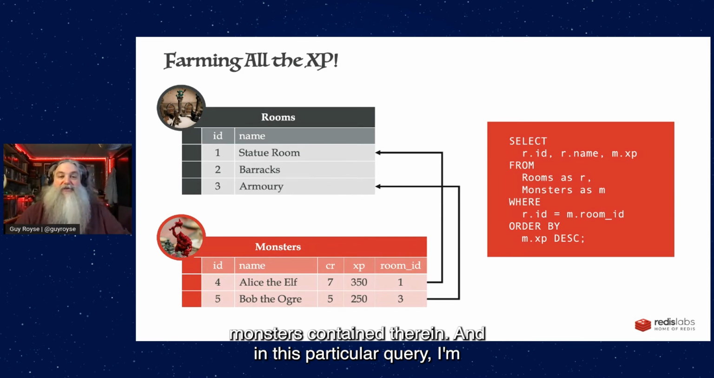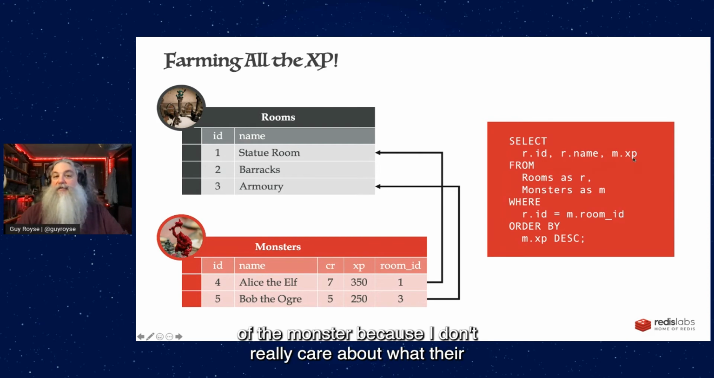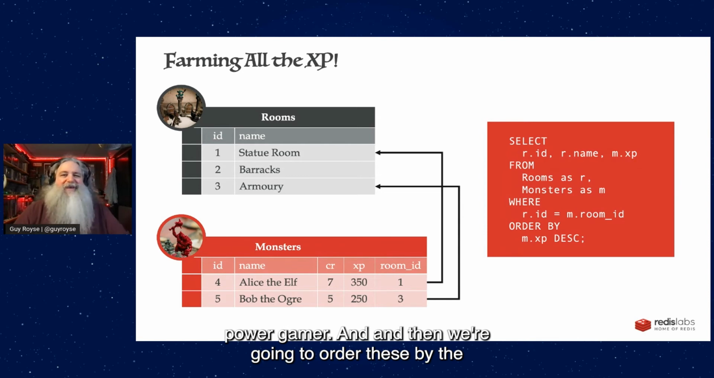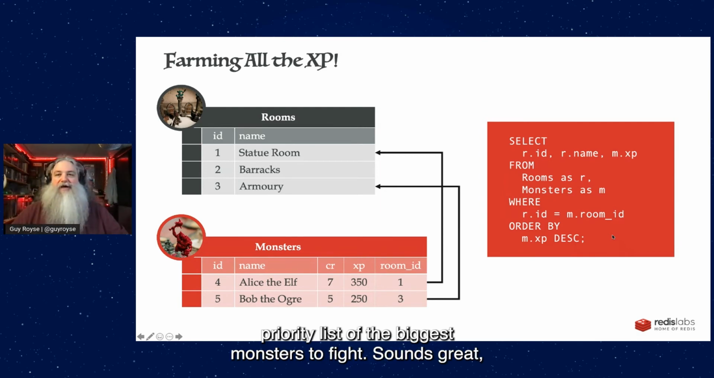In this particular query, I'm selecting the ID of the room, the name of the room, and the XP of the monster, because I don't really care about what their name is. I just care about the experience points because I'm a power gamer. And then we'll order these by the experience points descending, and that will give me a priority list of the biggest monsters to fight. Sounds great, right?